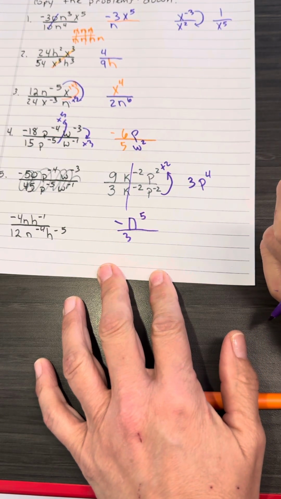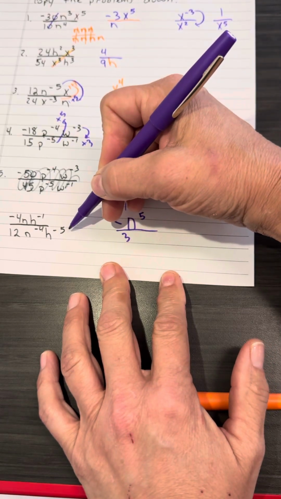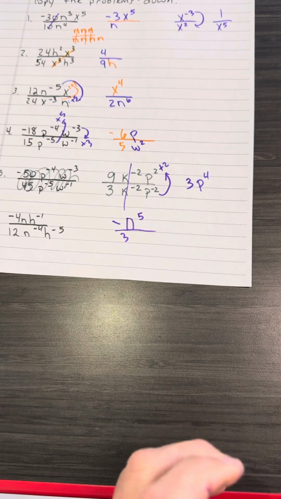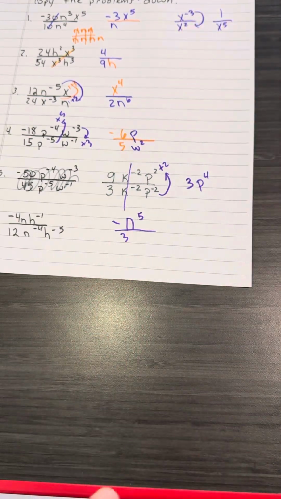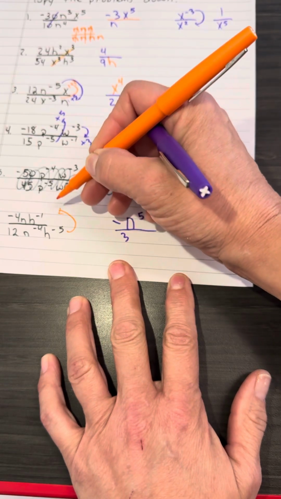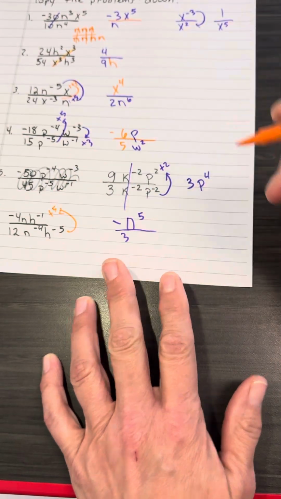And h to the what and where? So which one's going to be larger when I change it to a positive? The larger 5, correct? So what is -1 plus 5? 4.